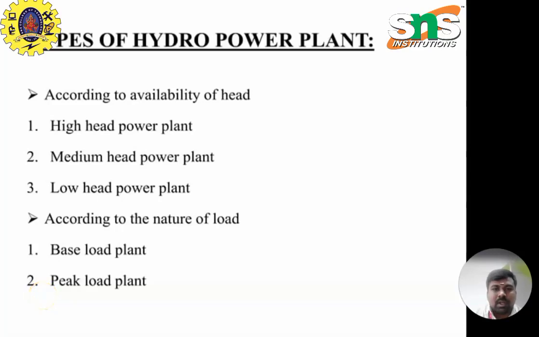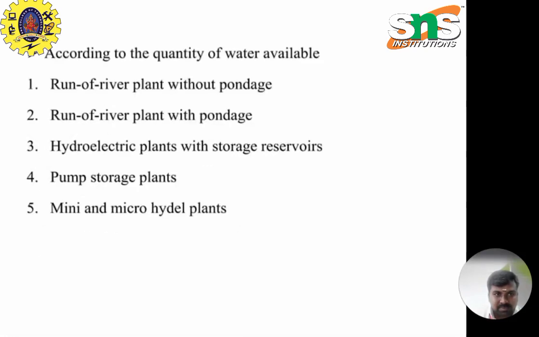Hello everyone. In the continuation of hydroelectric power plant, now we will discuss types of hydropower plants. According to the availability of head, they are classified as high head power plant, medium head power plant, and low head power plants. And according to the nature of the load, the power plant is classified into two types: one is base load power plant, another one is peak load power plant.